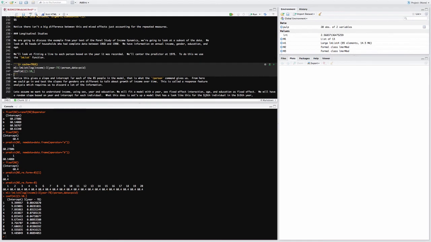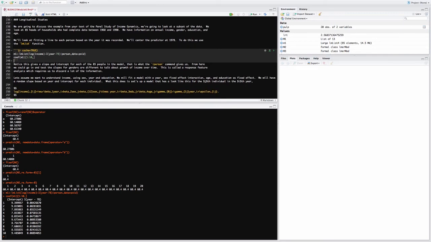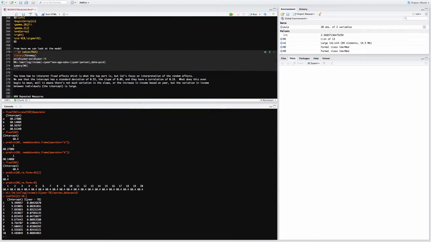So let's assume right now we want to understand income using sex, year, and education. What we're going to do is fit a model that looks a little bit different here. We're going to fit a centered year, which I'm going to call PSID-C year, which is just year minus 78. Basically, that's going to center the year. We're going to fit a response of log income. We're going to use year and sex interaction plus age plus education plus C year given a person.